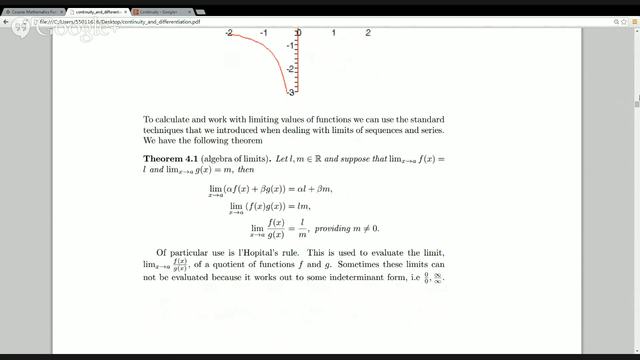But without going down to that formal level yet, we can observe that we have a very similar algebra of limits result for functions that we did for sequences. So the functions in this sense are behaving in a similar manner to how convergent sequences behaved.